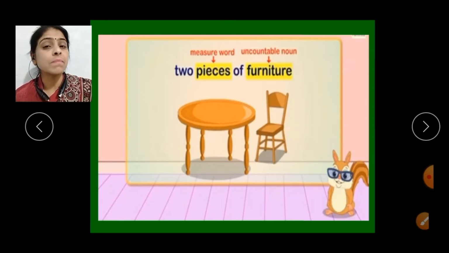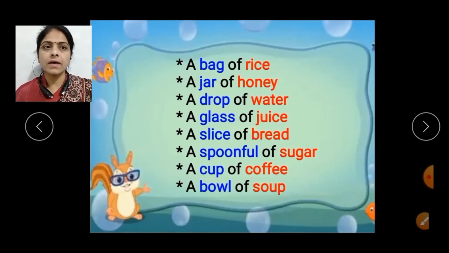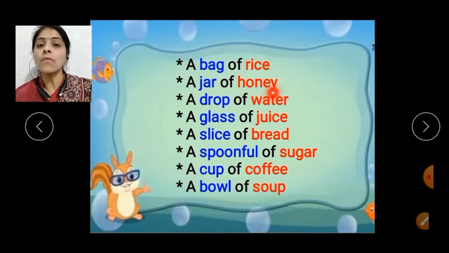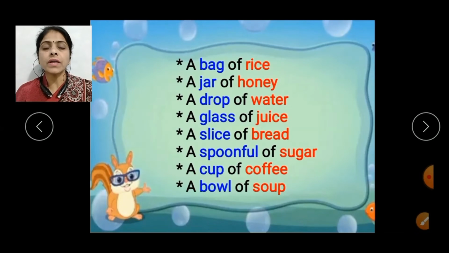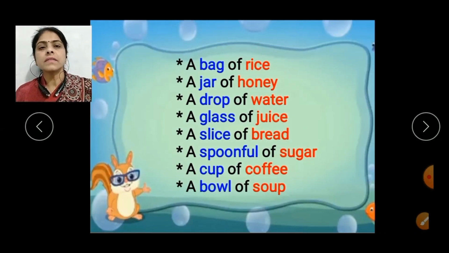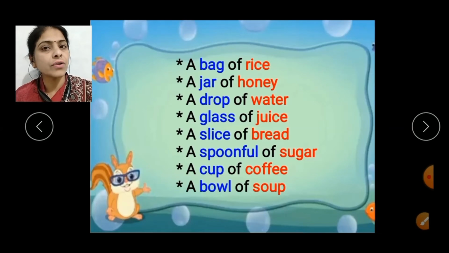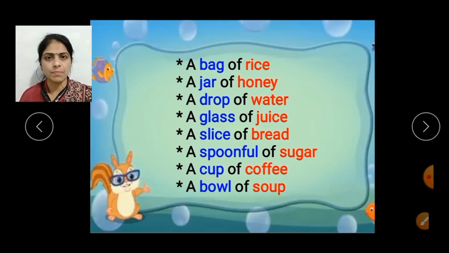After these examples, let's have some more examples of measure words. Like a bag of rice, a jar of honey, a drop of water, a glass of juice, a slice of bread, a spoonful of sugar, a cup of coffee, a bowl of soup. So here the words which are red in color are uncountable nouns, and to represent the quantities of these uncountable nouns, these words which are in blue color, these measure words, are used, and these measure words are countable. We can count them. We can put a number before them. So here we have seen sufficient examples of measure words.